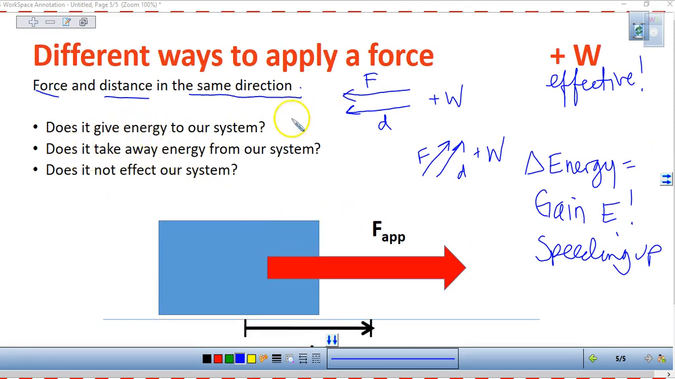So in this case, it gives energy to the system, just answering these questions really quickly. It gives energy to the system. It doesn't take away any energy, just gives it.